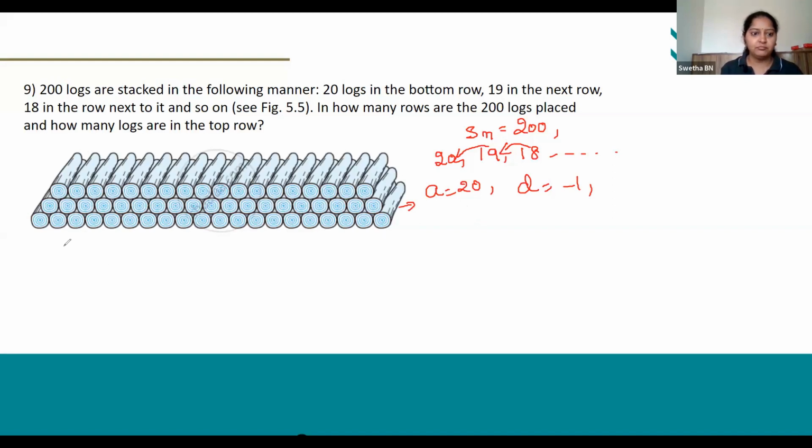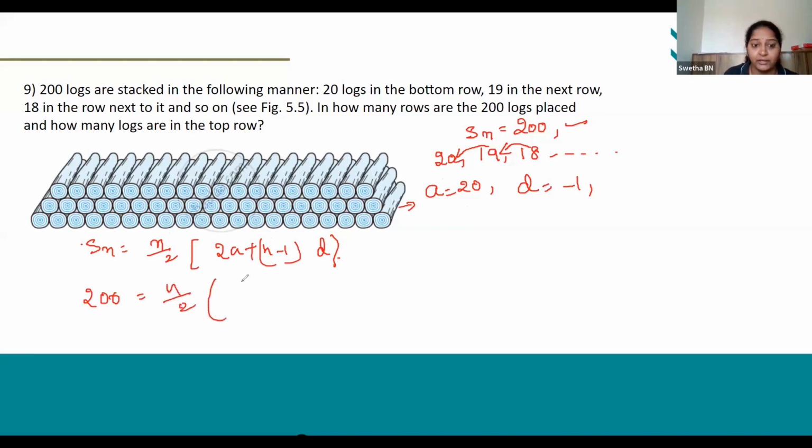Now, right, children, Sn is equal to n by 2 into 2a plus n minus 1 into d. Sn is given, that is 200. N is not given, you have to find it out. N means the number of rows, not the number of logs. So 2 into a is 20 plus n minus 1 into d, which is -1.